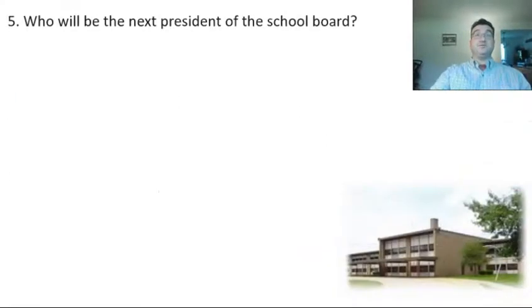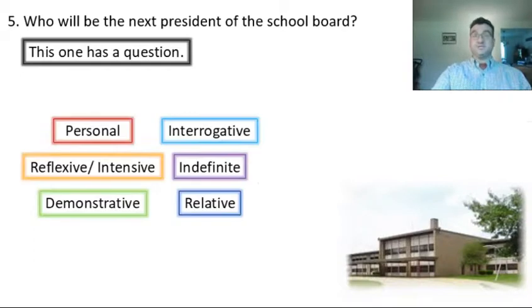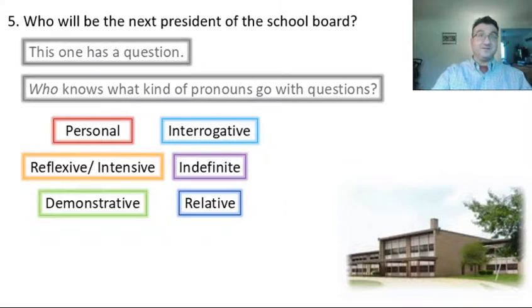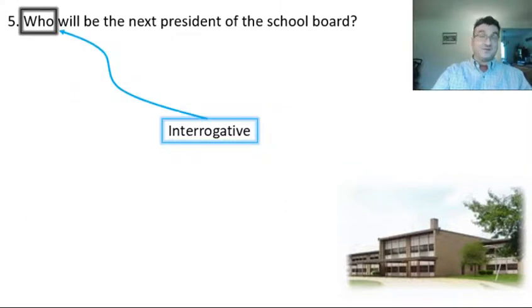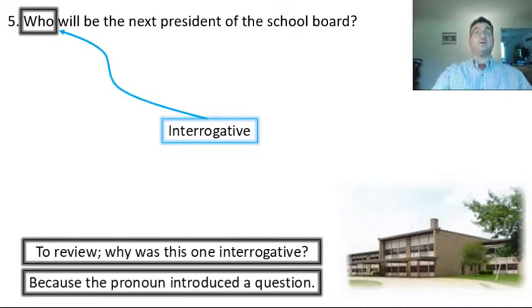Next, we have, who will be the next president of the school board? This one has a question. Here's our choices. Now, do you know what kind of pronouns go with questions? It's kind of a hint, because the pronoun who is interrogative. To review, why was this one interrogative? Because the pronoun introduced a question. So interrogative pronouns have to do with questions. Things like who, what, which, or why.